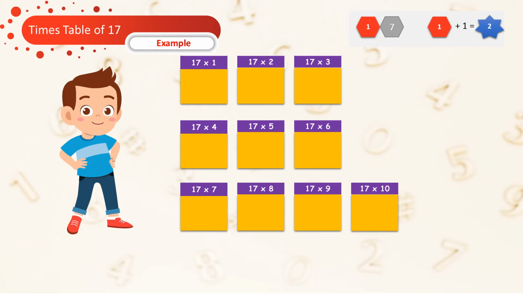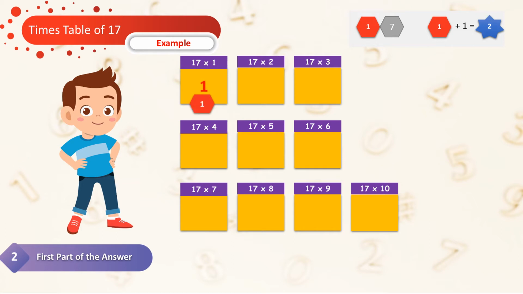Step 2 is the first part of the answer. We know our base digits, right? We start with 1. In the next box, we add 2 to 1. You get 3. In the next box, you add 2 to 3. You get 5.